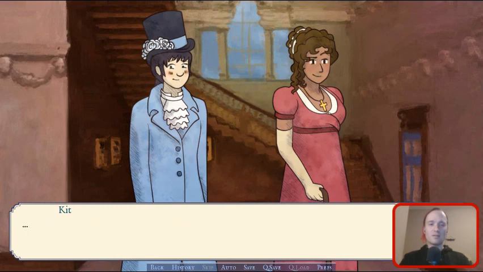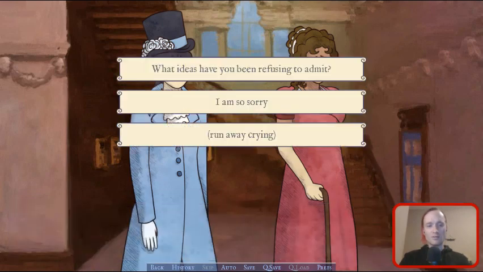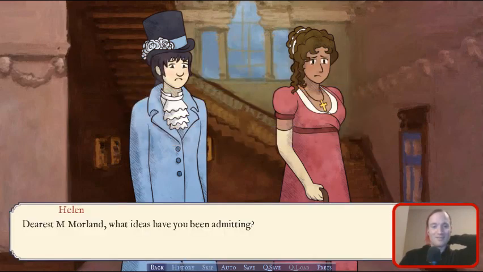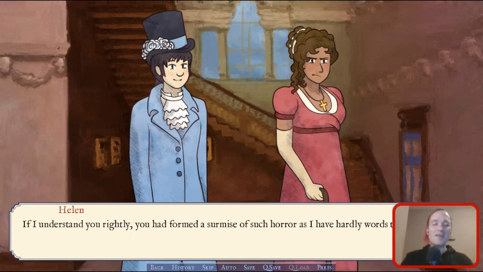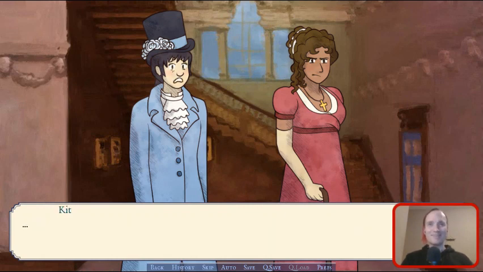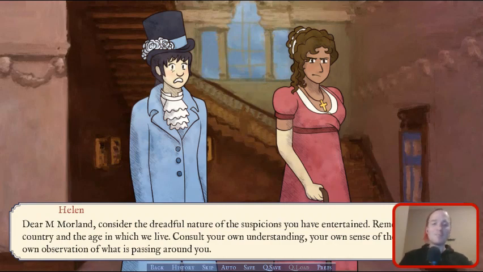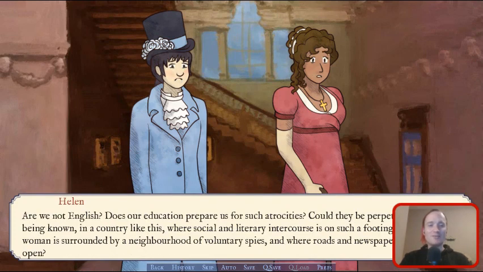Ooh. Someone is also in the secret chambers. Oh, they're not secret. It's just a door. Okay. No mystery then? I just saw us say disappointedly. Okay. What did we say? If I understand it right, you lead my mind to surmise of such horror as I hardly have words to. Yes, Eldritch horror. I think we suspected her mom of killing her dad. Yeah, something of that. Implied. Nope, probably didn't happen. Are we not English? Does her education prepare us for such atrocities? Yes, obviously. She's such a snob. She is. Cool. Where every woman is surrounded by a neighborhood of voluntary spies.